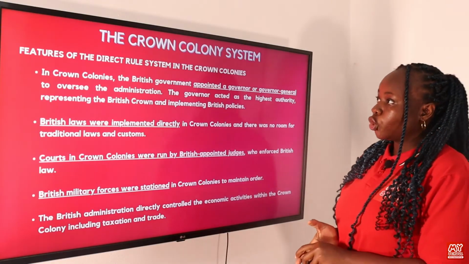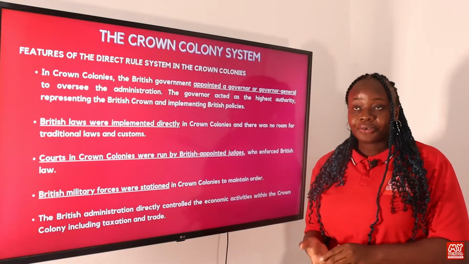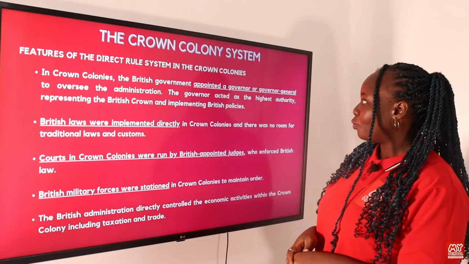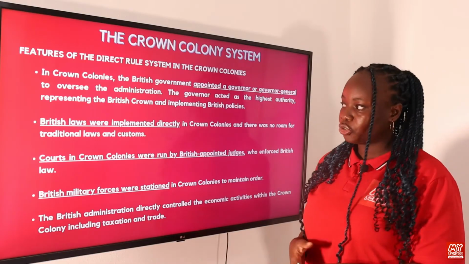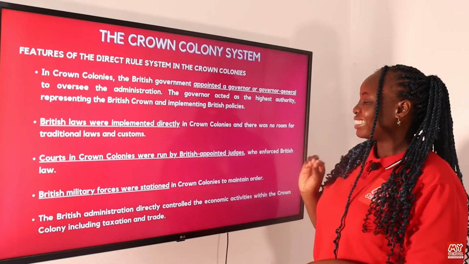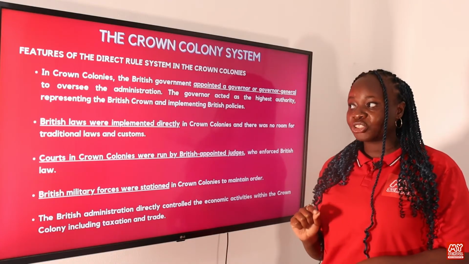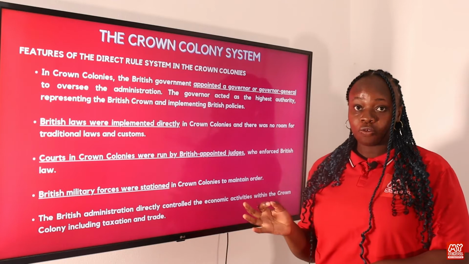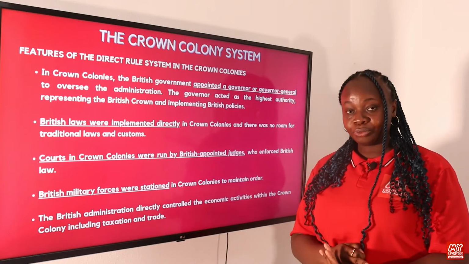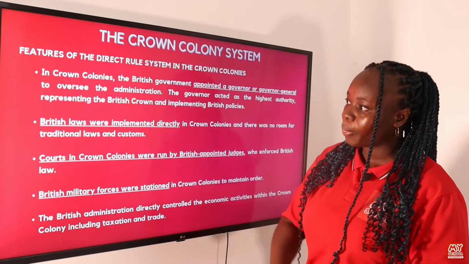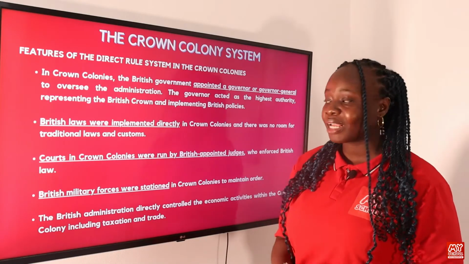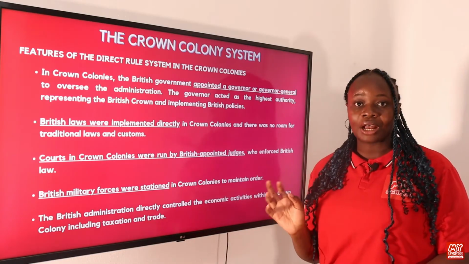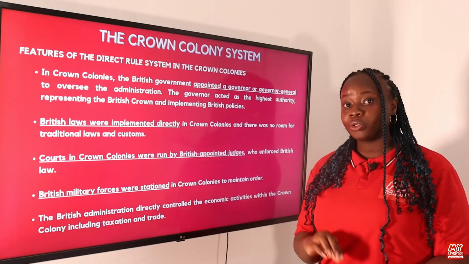All right, what are the features of the direct rule system in the Crown Colonies? So in Crown Colonies, the British government appointed a governor or governor general to oversee the administration. So this governor acted as the highest authority representing the British Crown and implementing British policies. So the colonial governor was representing the British society here in Nigeria. British laws were implemented directly in Crown Colonies and there was no room for traditional laws and customs. So that was what was going on in Lagos.